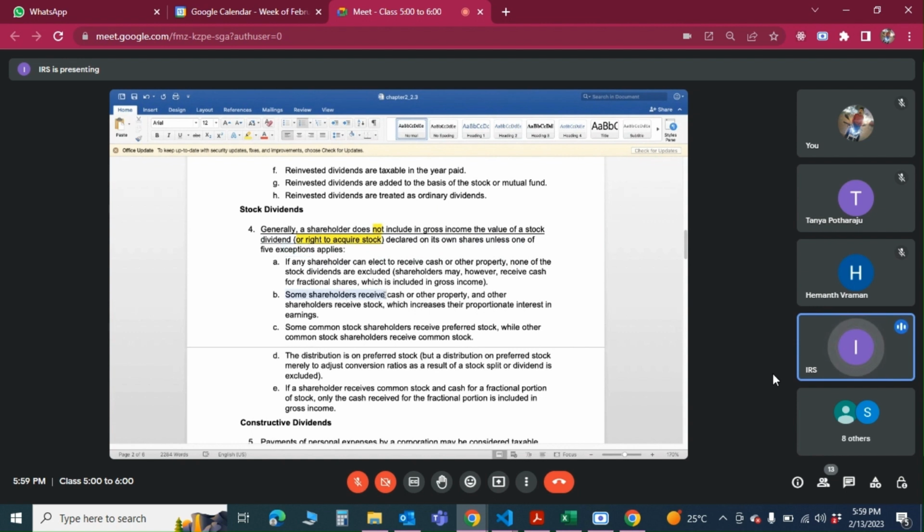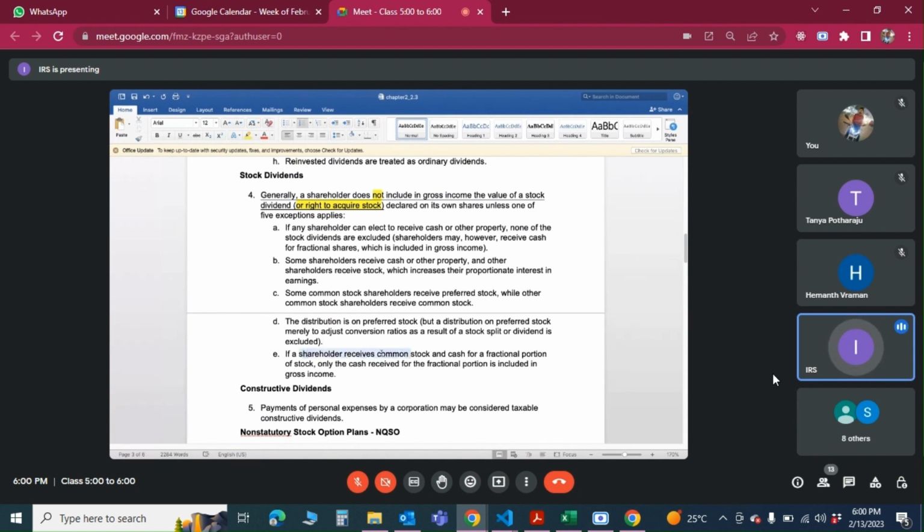Shareholders receive cash or other property, so there are some disproportionate things. Some shareholders are receiving cash, some are receiving something else. That is not allowed. It has to be common for everybody. Some common stock shareholders receive preferred and some are receiving common stock. Again, that's not allowed. The distribution is on preferred stock, but a distribution of preferred stock merely to adjust conversion ratio, stock split and all. Anywhere these kinds of conditions come in, it will come up as taxable. Generally, otherwise, stock dividends are not taxable.